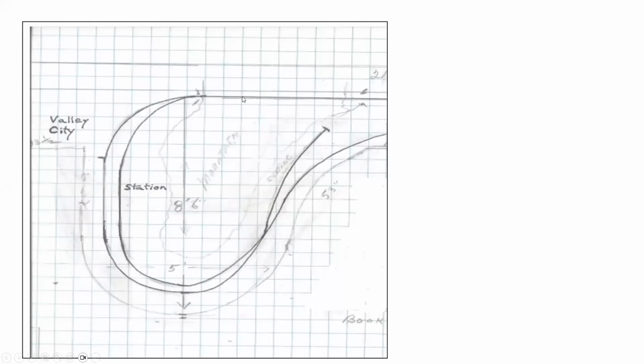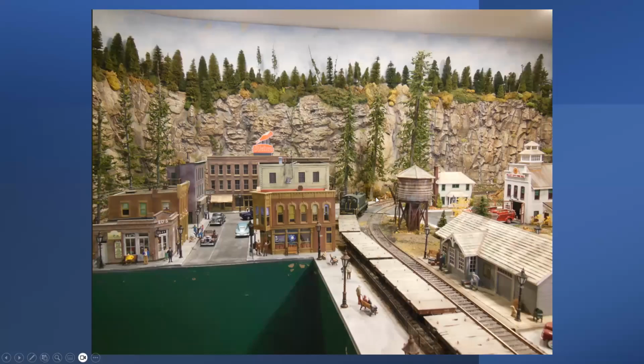Here's a close-up of the one section with the station and the Valley City. I had one spur I put off here. And there's a number 5 switch here and a number 6 curve turnout here. This one here is for the logging area. And that's what the city looks like. And this is like a passing siding now.